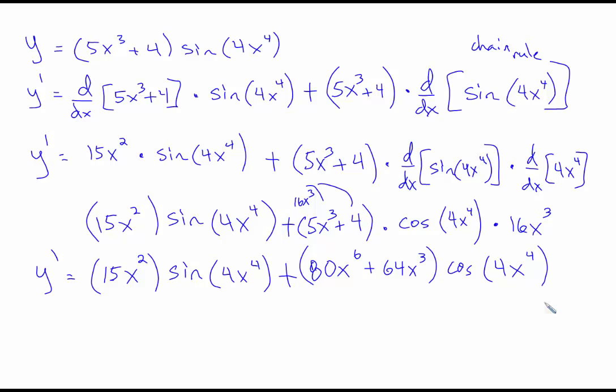Okay? Let's take a look at more. Say we have y is equal to sine of x over 1 plus cosine of x. Okay? Alright, so we've got a quotient here, obviously. So let's set up our quotient rule. Low d high minus high d low.